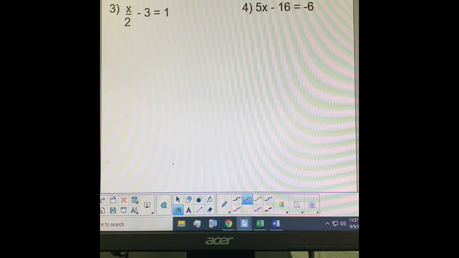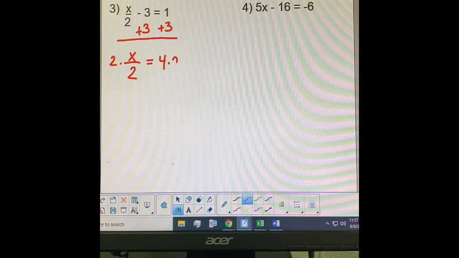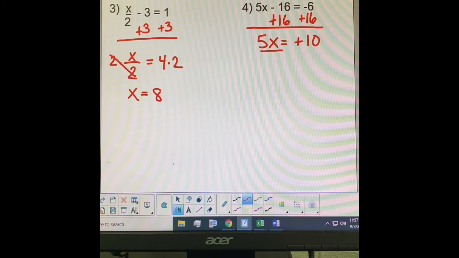Pause the video and try questions 3 and 4. Then check your work. Remember, the opposite of division is multiplication. Also, don't forget, when you're adding one positive to one negative, you subtract, and then you keep the sign of the larger number.